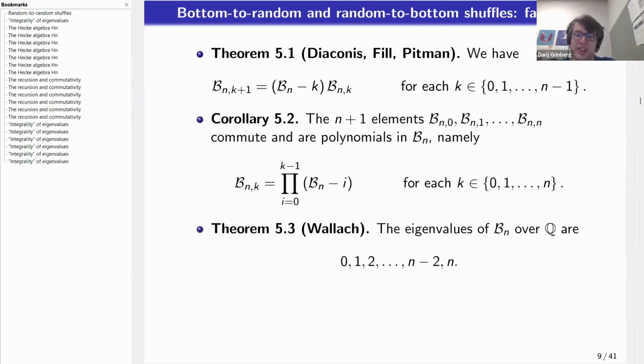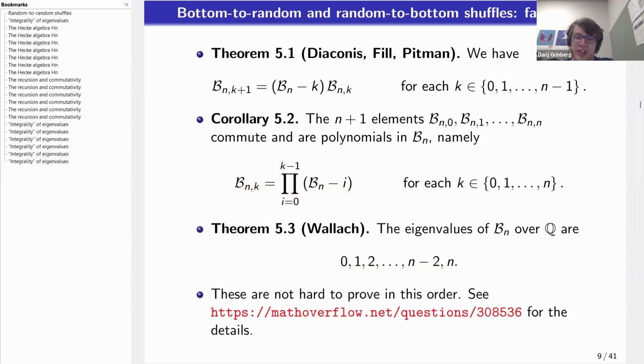Those B_{n,k} have been studied extensively. In particular, the highlight, I guess, is that the eigenvalues of B_n are those n numbers. Yes, you're reading it right. This looks like n plus 1 numbers from 0 to n, but n minus 1 is actually missing. And all the other B_{n,k} are just polynomials in B_n. So knowing the spectral theory of B_n gives you everything about the B_{n,k} as well. In particular, they all commute because they're polynomials in a single thing.